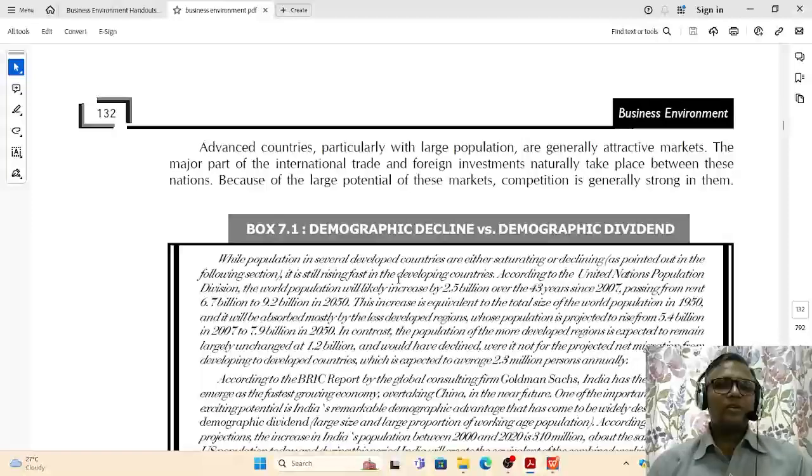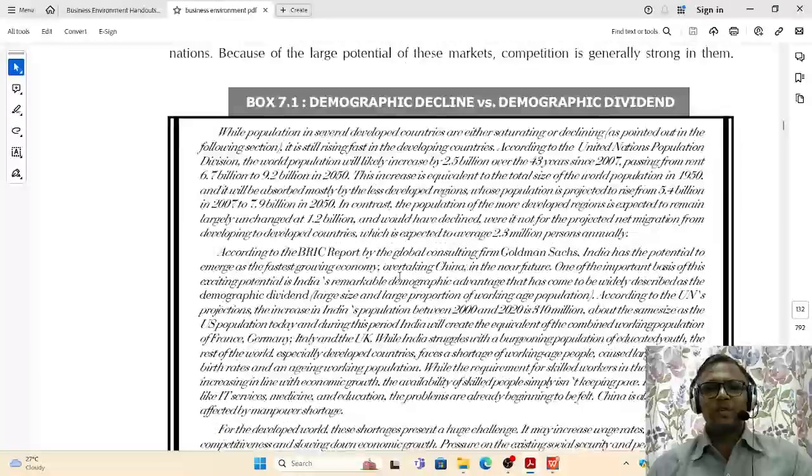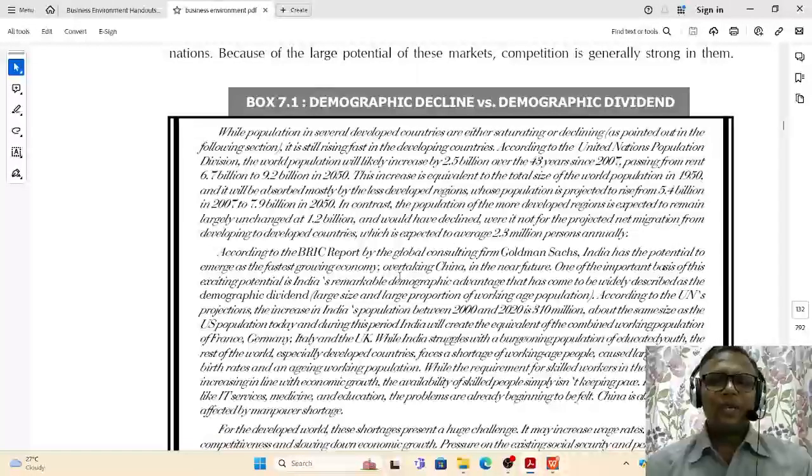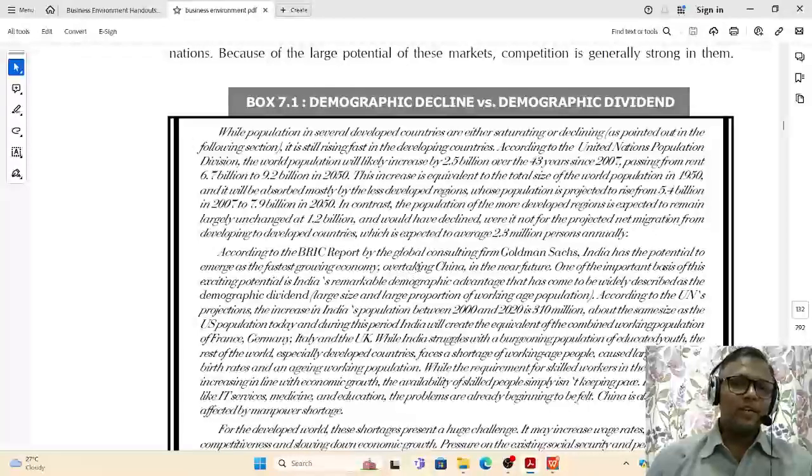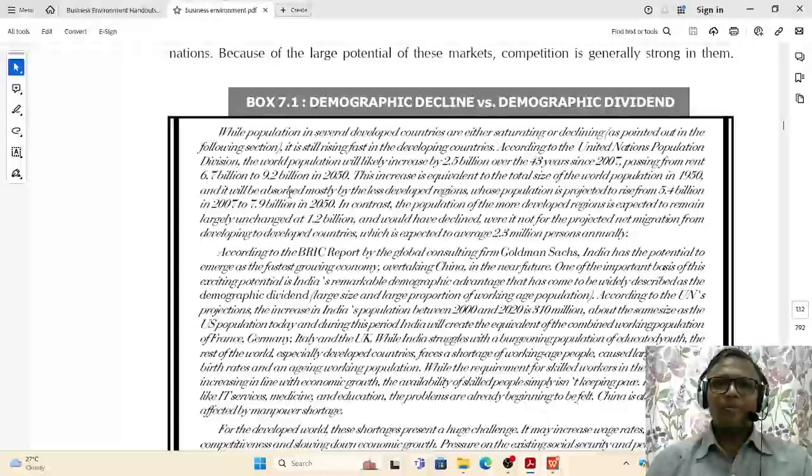Thus, the advanced countries, particularly those with a large population, are generally attractive markets, and a major part of international trade and foreign investment naturally takes place between these nations because of their large markets. Competition is generally strong in them. Then there is the demographic decline, where the population in several developed countries is either saturating or declining. As pointed out in the following section, it is still rising fast in the developing countries.